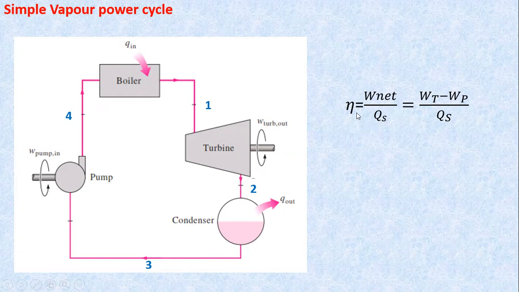Now, the efficiency is given as net work divided by heat supplied. Net work is the turbine work minus the pump work, divided by the heat supplied, which is the heat supplied in the boiler.